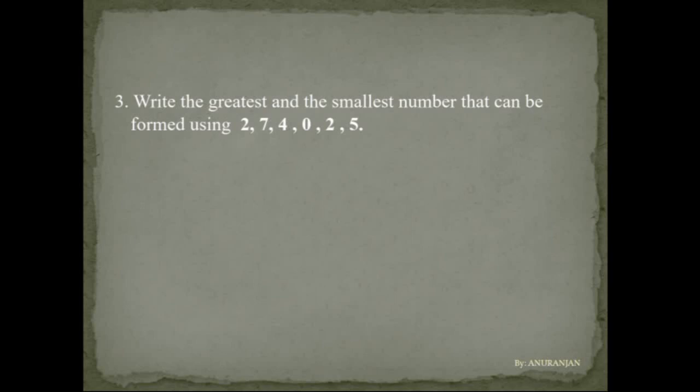So let's try to form the greatest number. The greatest number means the digit on the leftmost side will be the greatest. So which is the greatest digit here? Biggest, that is 7. So we can take 7 first. What is the second greatest? 5. So we can write 5. And after that we have 4, then we have 2, and then we have another 2, and last we have 0. So we can write 7542220.